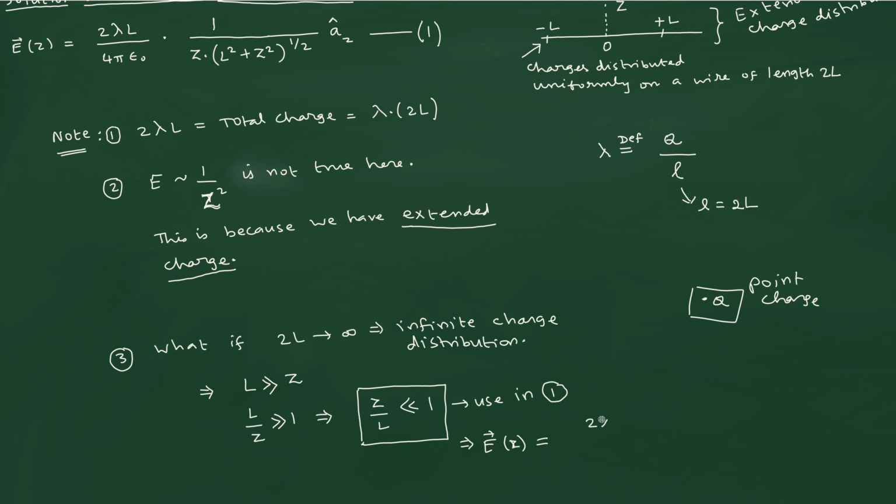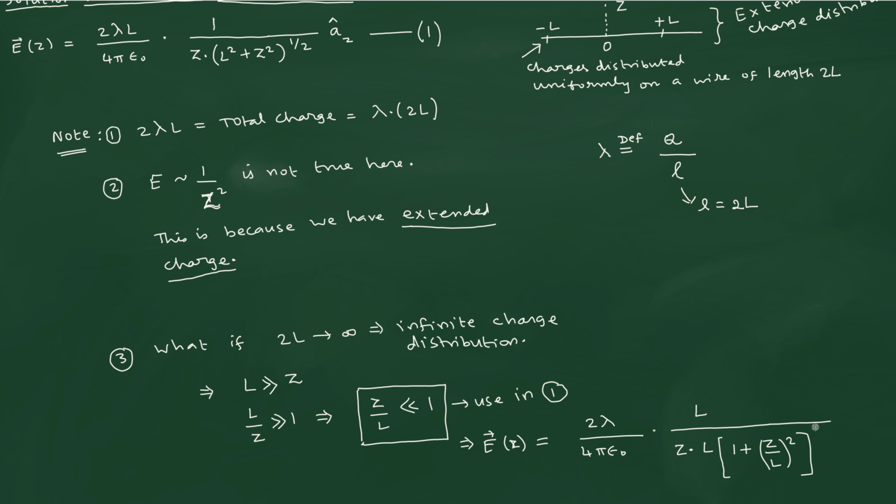This is 2 lambda divided by 4 pi epsilon 0, and this L I will write down here. So L divided by, so there is a Z here into, now this is the point where you have to think. We need Z by L. So you can now understand what we have done. Since Z by L is much less than 1, we need an expression for Z by L in equation number 1.